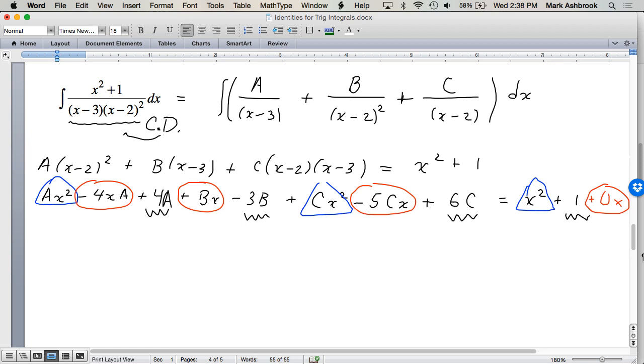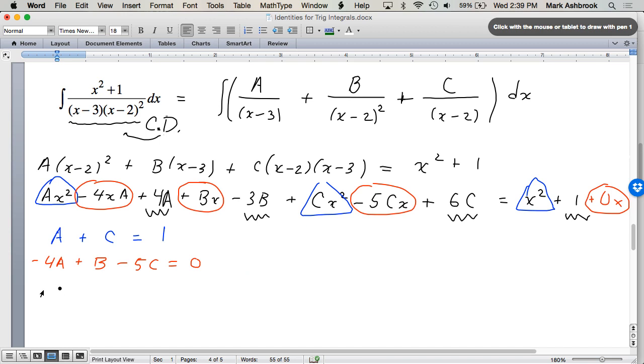So our equations are: a plus c equals what? 1, right? So ax squared plus cx squared equals 1x squared. So a plus c equals 1. That's my blue triangle equation. Then the reds are the linears, right? So minus 4a plus b minus 5c equals 0, right? And then my constants are 4a minus 3b plus 6c equals 1, also 1.